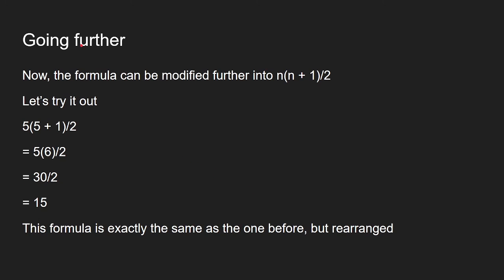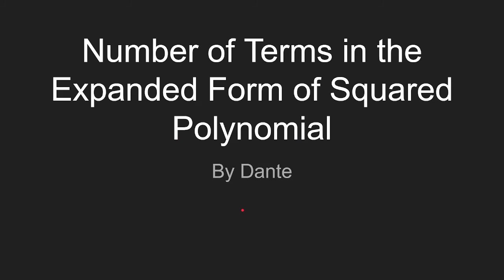And now we can go even further by using the modified formula, n times n plus 1, all divided by 2. That's probably not the right way to say it, but whatever. Now we just punch the numbers in again. 5 plus 1 is 6. 6 times 5 is 30, and 30 divided by 2 is 15. And this formula is exactly the same thing as the one before, but it's just rearranged. And therefore, we can use the Gauss summation formula to find the number of terms in the expanded form of squared polynomials.